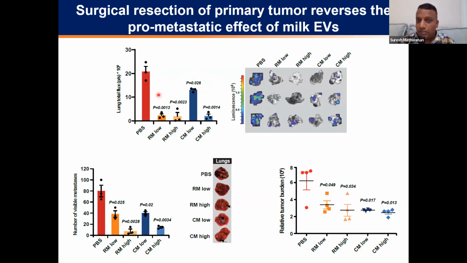This is the lung flux, the bioluminescence. This is the visible metastasis, and this is the qPCR for mCherry, suggesting that surgical resection of primary tumor reverses the pro-metastatic effect of milk EVs, and it's beneficial to cancer patients, right? It may be beneficial for cancer patients. So the context in which you use milk EVs and the time when you administer milk EVs is very important.